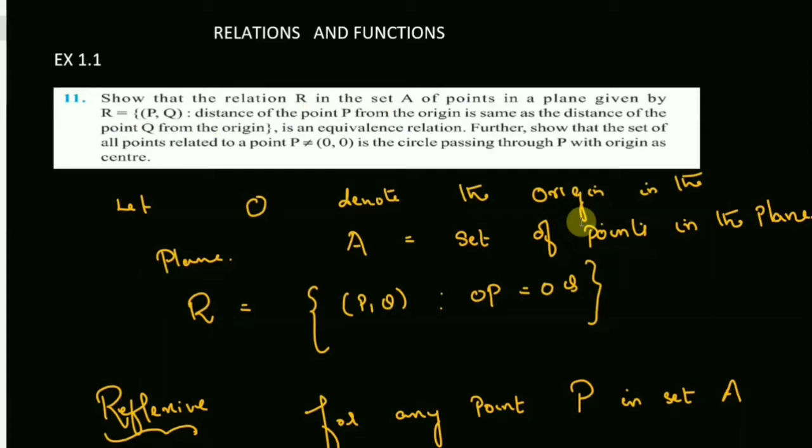So here A is nothing but the set of points in a plane. So A can be P, Q, R, S, T, like that, a set of points in a plane. R is the ordered pair (P, Q). So what is the relation between the points P and Q? They are at the same distance from the origin O. That is OP = OQ. That is given. So we have to prove that R is an equivalence relation.